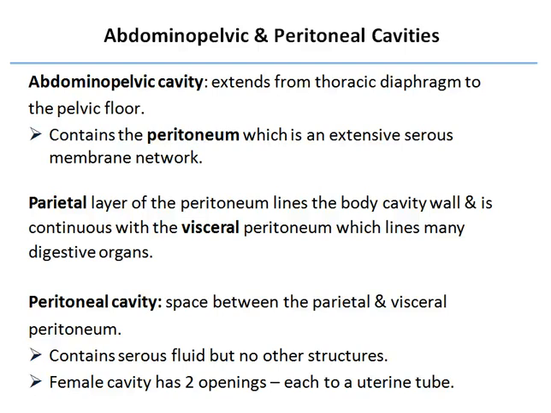Now once you get down to the level of the stomach, you are in the abdominal pelvic cavity. And in this cavity there is a network of membranes that helps to suspend the digestive organs into position. This membrane network is referred to as the peritoneum. So, quick definition here: abdominal pelvic cavity, extending from the thoracic diaphragm to the pelvic floor. We covered that in the first lecture. Within this cavity is a network of serous membranes. These suspend the digestive organs into position.